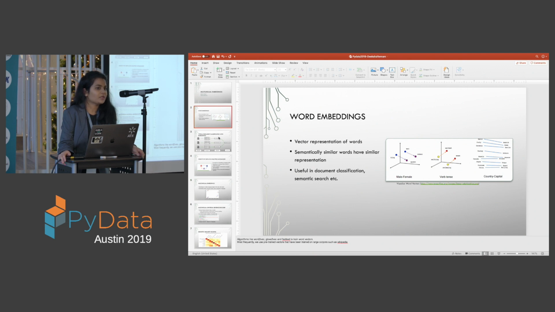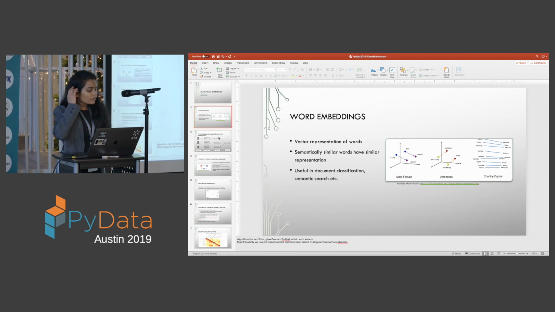How many of you are familiar with word embeddings or use word embeddings in your work? Good. So word embeddings, as you may be aware, are vector representations of words. So basically converting words into numbers so that you can use your regular traditional data science models on natural language.